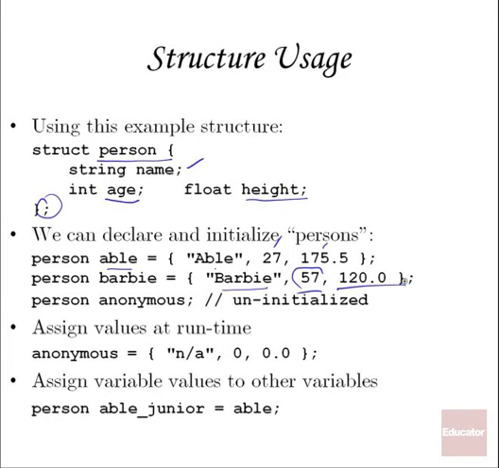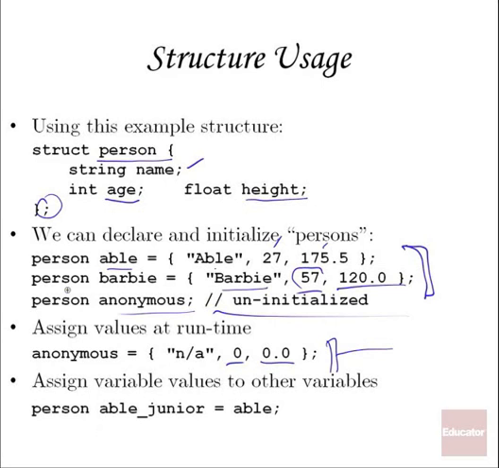But she's only 12 inches is how high Barbie is. Well, this is a different Barbie. And then we have anonymous. And we did not initialize anonymous for whatever reason. But we can assign, see, these assignments were done at compile time. This assignment is at runtime. We set anonymous equal to NA 0 0.0. Like I said, make sure you put these zeros in there so that you know what the values are.